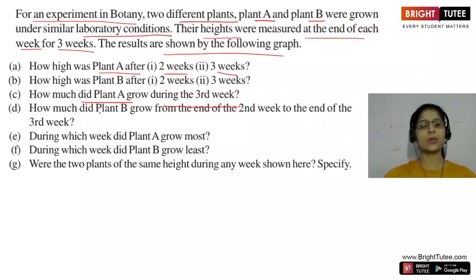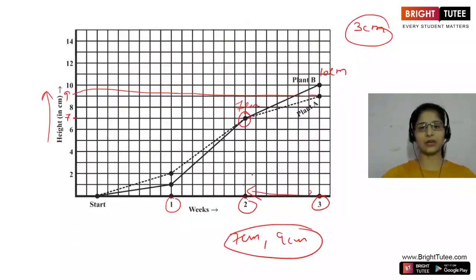Next question, how much did plant? Okay, one question that we have left, this is how much did plant A grow during the third week? So in the third week, we calculated how much it is growing, just see, from 7 centimeter to 9 centimeter. So it is growing 2 centimeter. And plant B in the third week grew 3 centimeter.